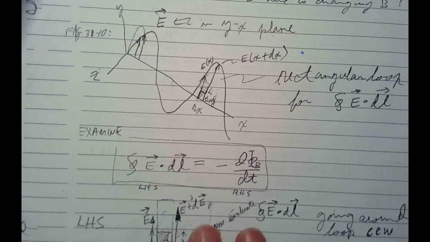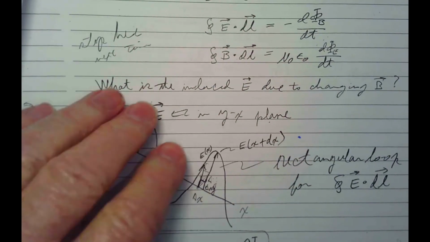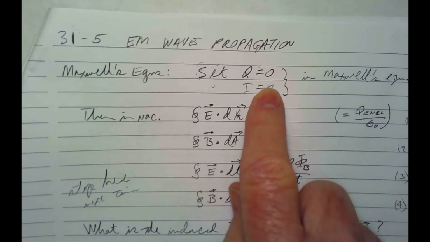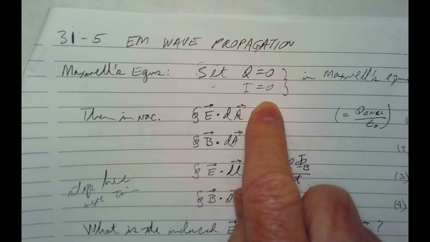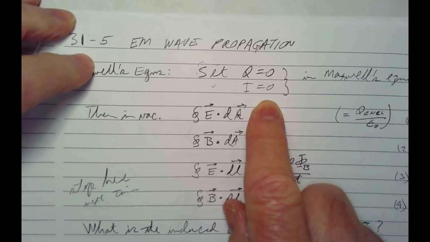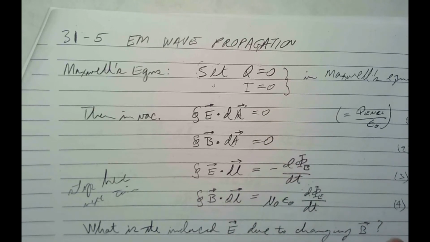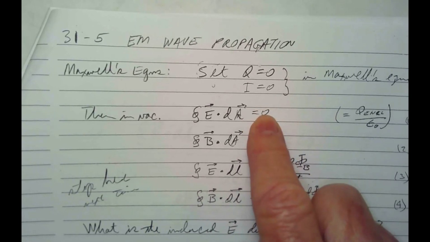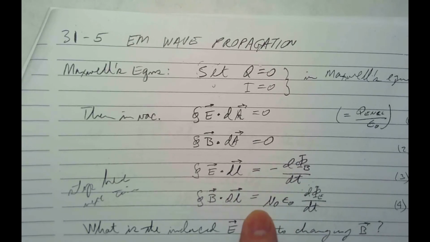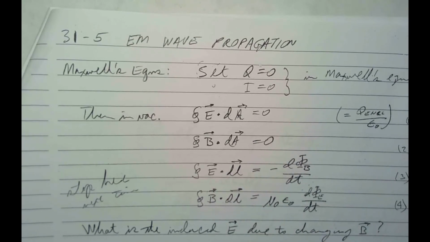All right. So, look, here are Maxwell's equations. We're going to solve Maxwell's equations for a vacuum. So I set Q equals 0, I set the current equal to 0. So I want a radio wave, a microwave, a short wave, whatever it is, doesn't matter what the frequency is. I have four equations: Gauss's law for electricity, Gauss's law for magnetism, Faraday's law, and the generalized Ampere's law.